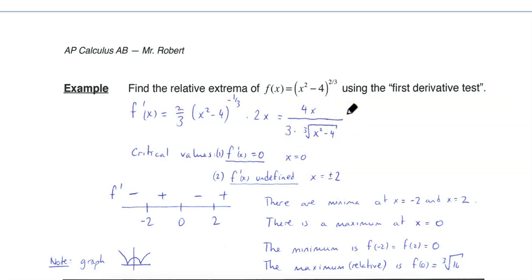I search for the critical values, so can f prime of x ever be 0? That happens when the numerator is 0, so x equals 0. And then is f prime ever undefined? That happens when the denominator is 0. And so we can see that when x is plus or minus 2, we will have a cube root of 0, so we will divide by 0.